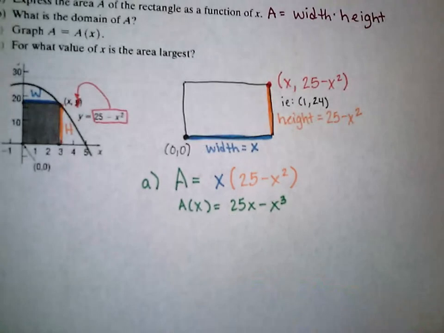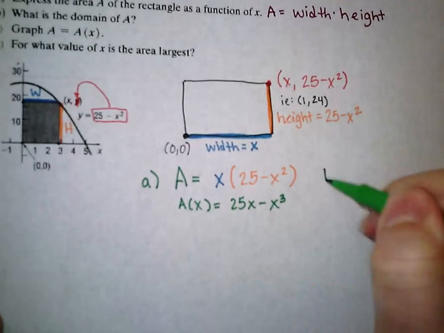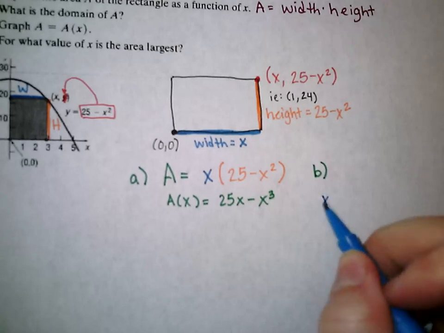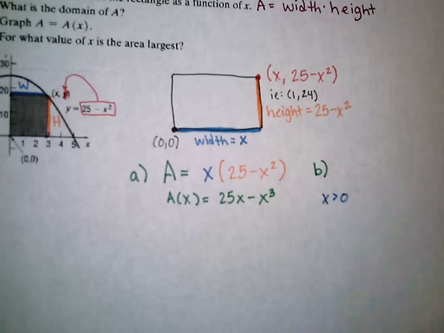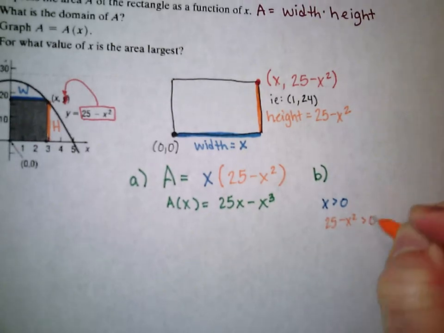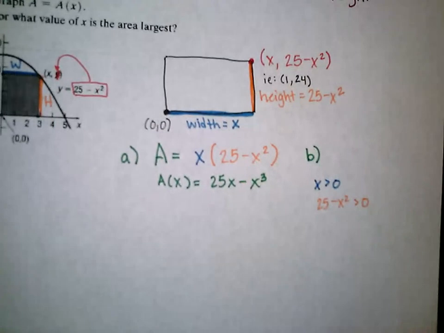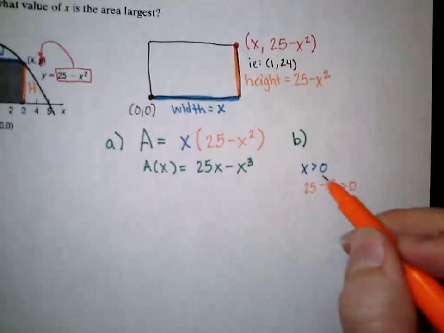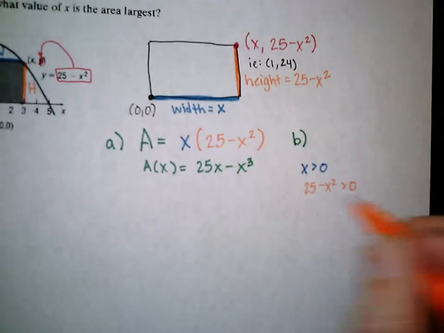Let's do letter B. We know we want the width, which is x, to be greater than 0. But then we also want the height, which is 25 minus x squared, to be greater than 0. So that 25 minus x squared, that's the one we got to take a look at. X greater than 0, we got that under control.